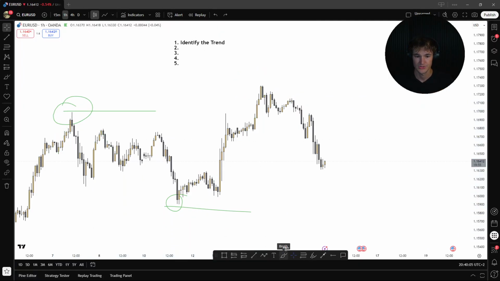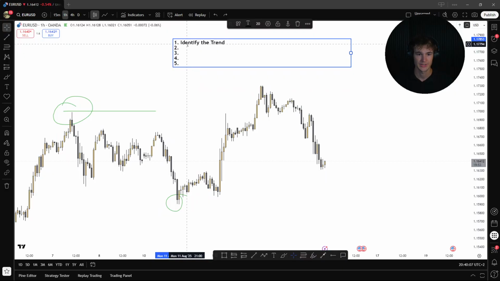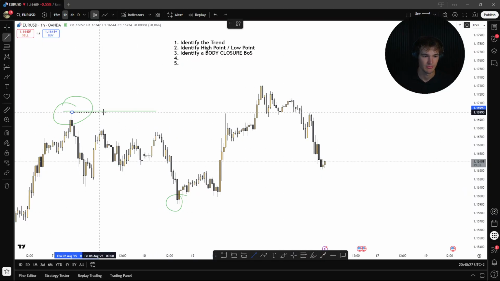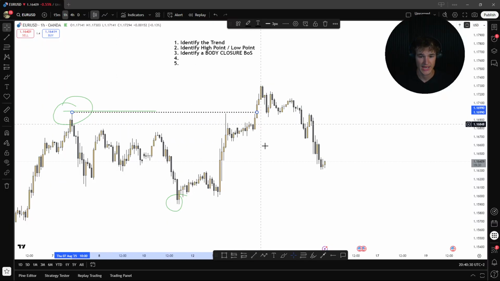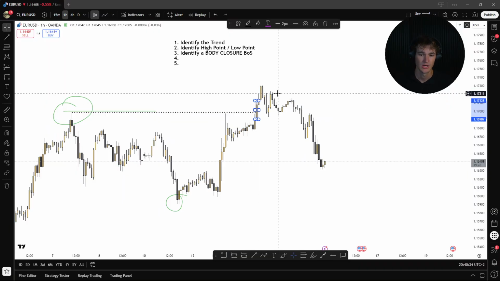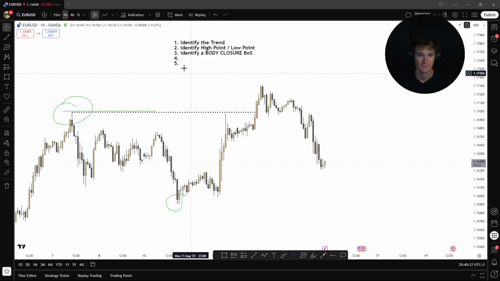Then literally step 3 is to identify, let me just rewrite that because it got deleted. Identify the high point and low point. Step 3, identify a body closure break of structure. What does that mean? We need to identify a break of structure that breaks above this high with an entire body. So we want to see a body closure above that high.